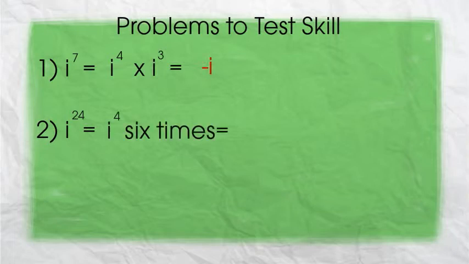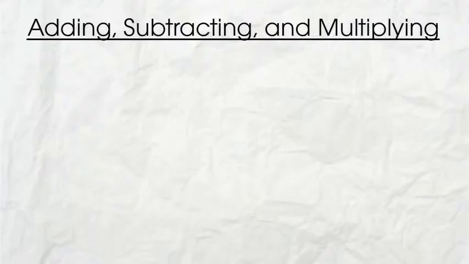i to the 24th is factored into i to the fourth six times. Since i to the fourth is 1, it's still 1.